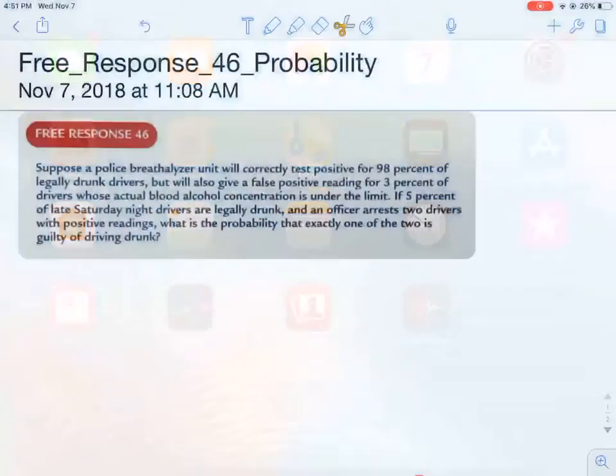Hi, since I'm not in class today, I wanted to walk you through one of your homework problems. We've been doing some work with probability and independent events, and I know some people struggle with this, so I wanted to walk you through this.